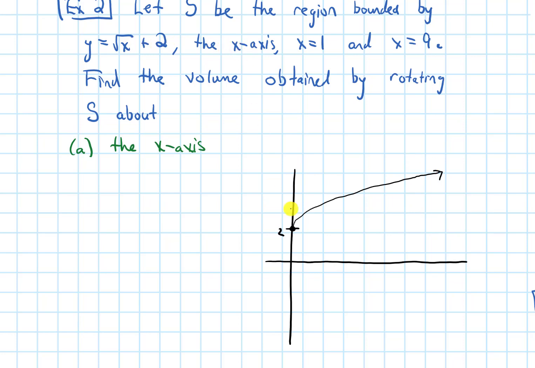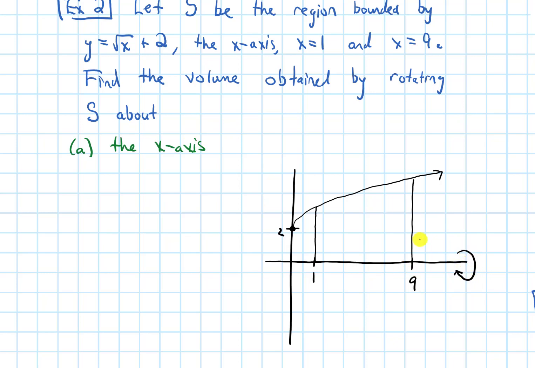And we need also to draw x equals 1 and x equals 9. These are vertical lines. So that curve, those vertical lines, and the x-axis, they bound this region, and that is this region S that the problem is talking about. Well, then it says, rotate this region about the x-axis. So we are going to be rotating this thing about the x-axis.